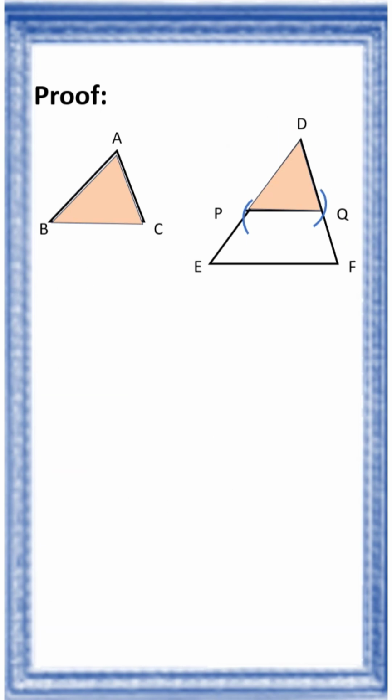So now we have dP by dE is equal to dQ by dF. Observe the figure. If you see this one, what will you observe? If dP by dE is equal to dQ by dF, and this line PQ divides these two sides in the same ratio, then the line is parallel to the third side.